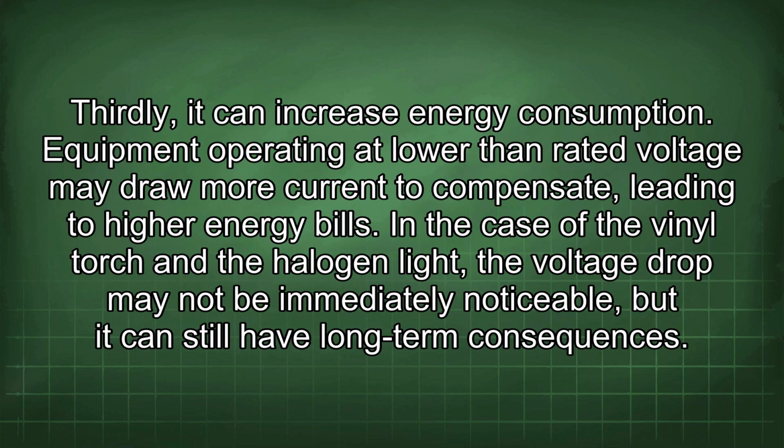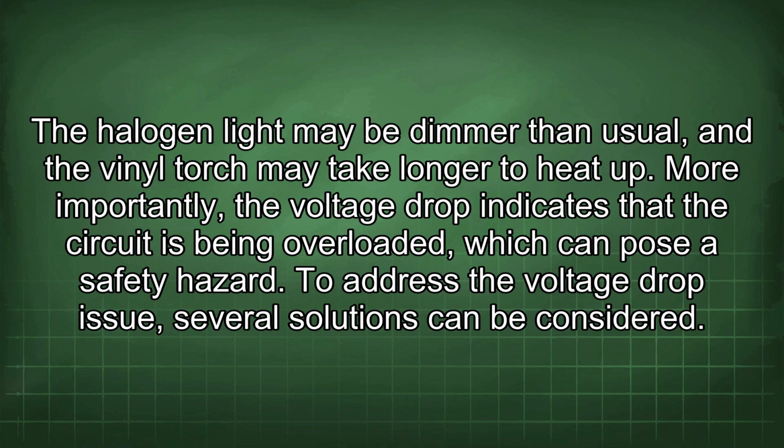Thirdly, it can increase energy consumption. Equipment operating at lower than rated voltage may draw more current to compensate, leading to higher energy bills. In the case of the vinyl torch and the halogen light, the voltage drop may not be immediately noticeable, but it can still have long-term consequences. The halogen light may be dimmer than usual, and the vinyl torch may take longer to heat up. More importantly, the voltage drop indicates that the circuit is being overloaded, which can pose a safety hazard.